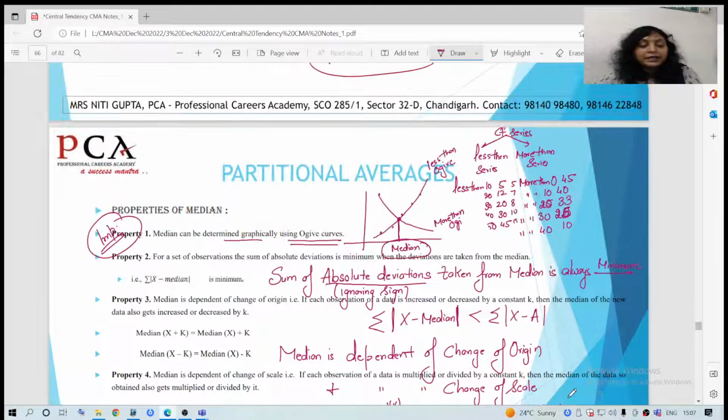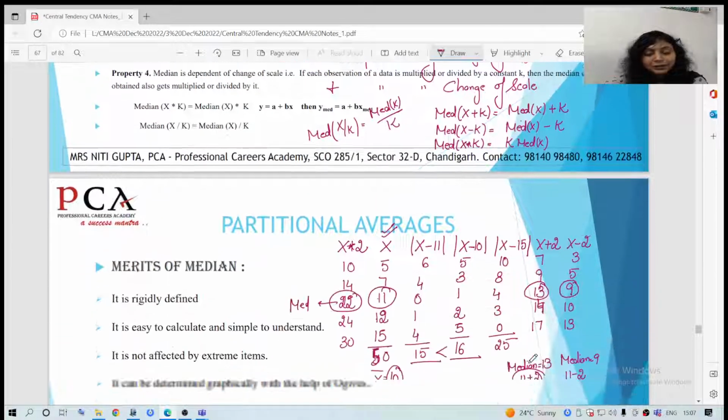So these are the properties of median. First property, median can be determined graphically with the help of ogive curves. The point where the less than and more than ogives intersect is called the median. Second, the sum of absolute deviations taken from median is always minimum. And third, median is dependent on change of origin and change of scale. So these are the different properties of median.